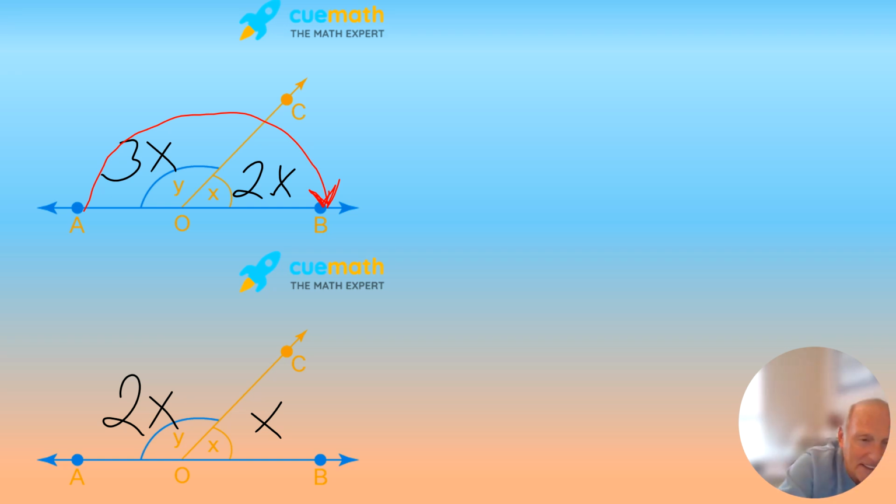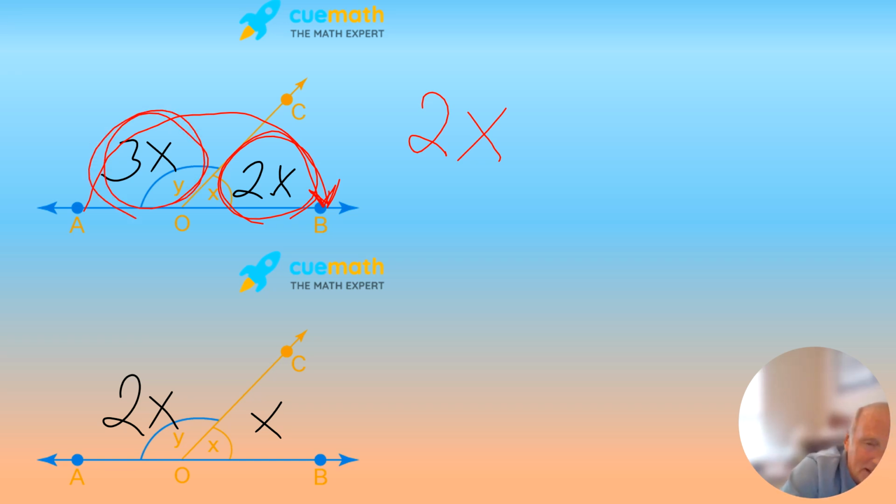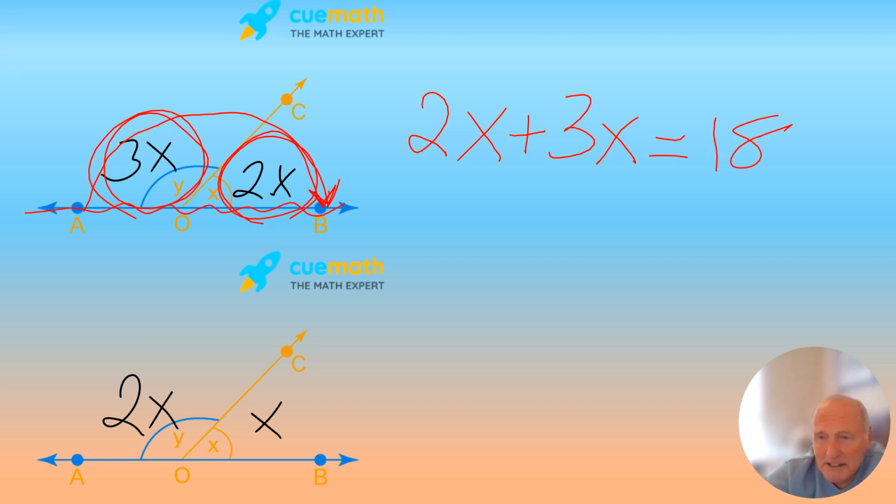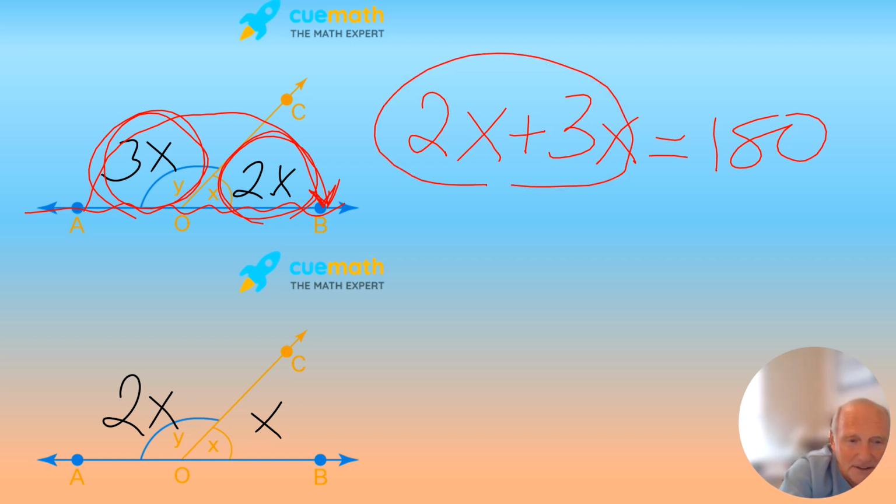I know that this angle right here, 2x, I'm just going to write it right here, plus this angle. If I add the two together, I get how many degrees? Well, it is a straight line. So I'm going to get 180 degrees. Those two added together add up to 180. Now get the families together. 2x plus 3x is 5x is 180.